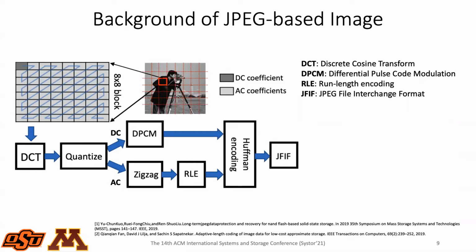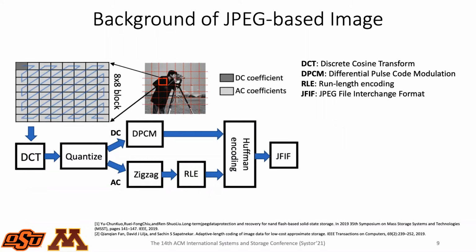So in this paper, we use JPEG-based images, but for other types of images, we may have similar conclusions, but we will leave that for future investigations. According to the encoding process of JPEG-based images, first of all, we divide one image into 8x8 blocks, and then those blocks go through the DCT quantization process. Both DC and AC coefficients are generated from the quantization, and then DC goes through the DPCM process, and AC goes through zigzag and RLE process.